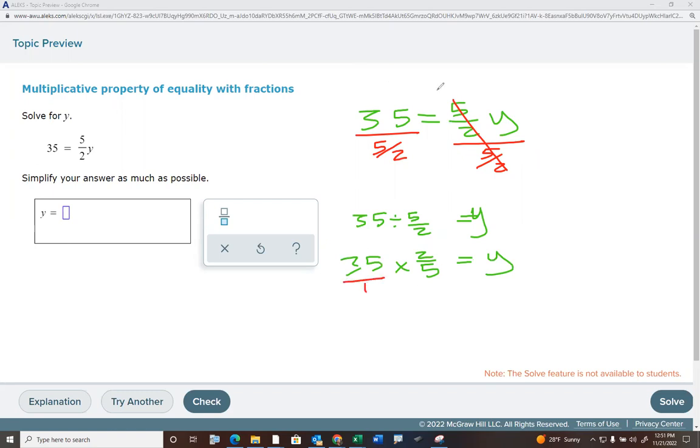And then I can also say, check it out. Now that it's multiplication, I can cancel stuff where applicable. 5 divides in once and 7 times. So 7 times 2 is 14. 1 times 1 is 1, so it's just 14 for the answer.